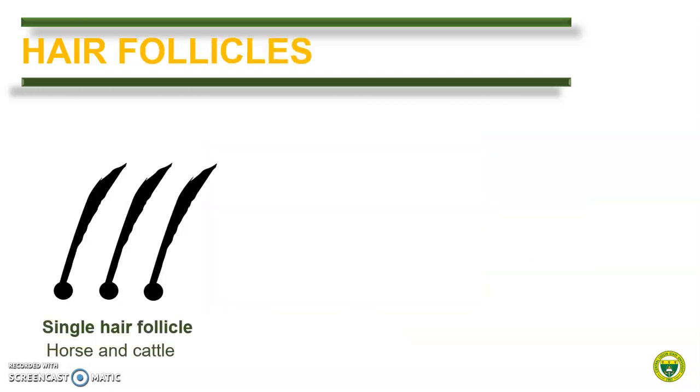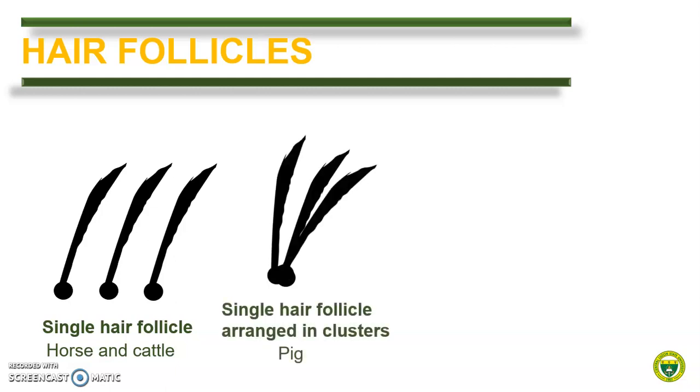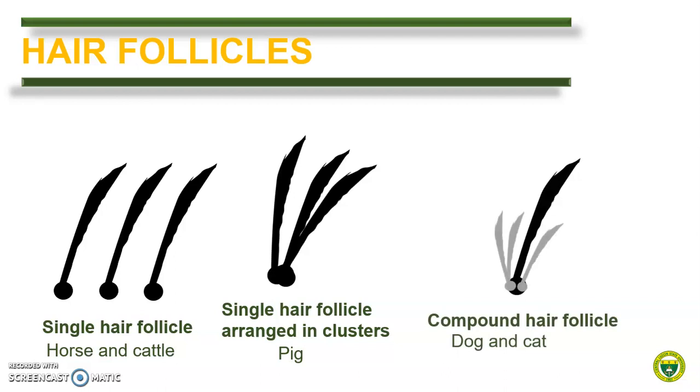We can also compare the animals based on their hair follicles. A single hair follicle is present in large animals like horse and cattle. A single hair follicle is also present in pigs, but they are grouped in clusters. In dogs and in cats, they have compound hair follicles with a single primary hair and a group of smaller secondary hairs. In cats, the compound follicles have 3 primary hairs with many secondary hairs. And that ends the first part of our module on common integument.